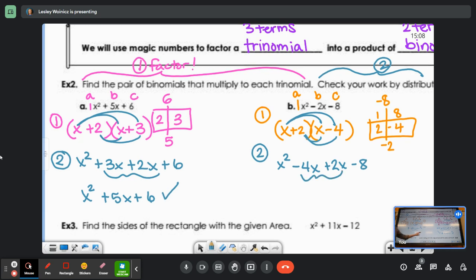Okay, combine your like terms and you get x squared minus 2x minus 8. Boom. Good? Okay.